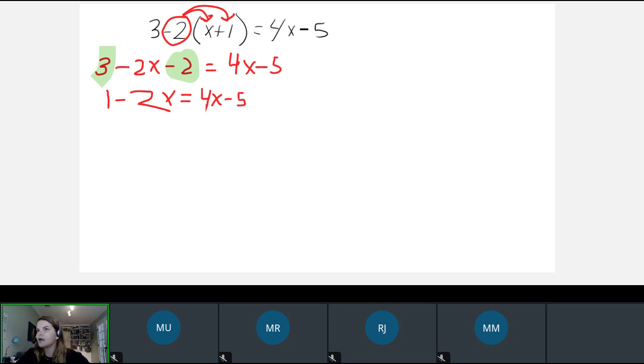From here, I'm going to go ahead and get my variables, this negative 2x and my 4x. I need to get them on the same side. So what I like to do is if I have a positive and a negative variable, I like to move the negative one because then that means I get to do addition. And I prefer to add rather than subtract. So I'm going to add 2x to both sides. So I would get 1 equals 6x minus 5.